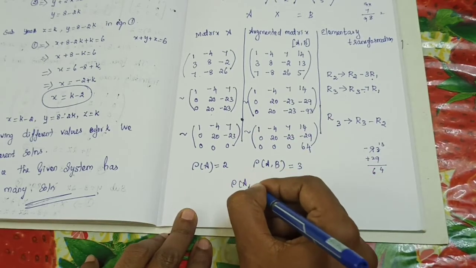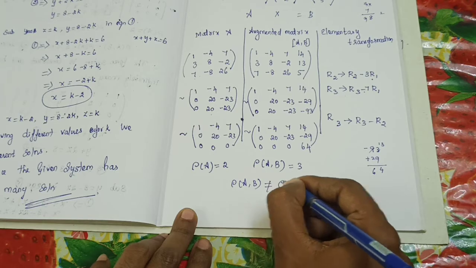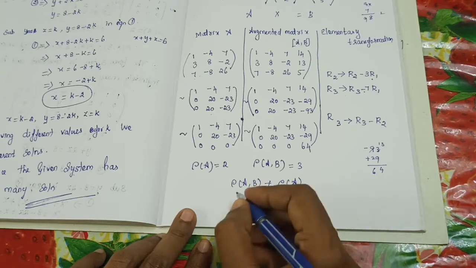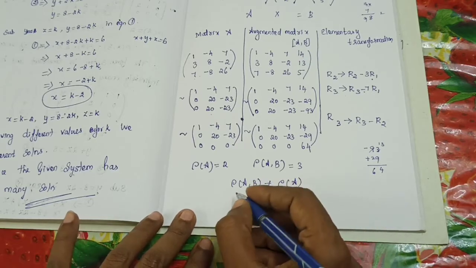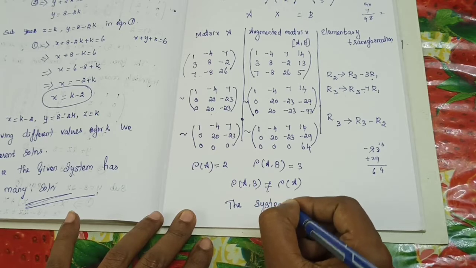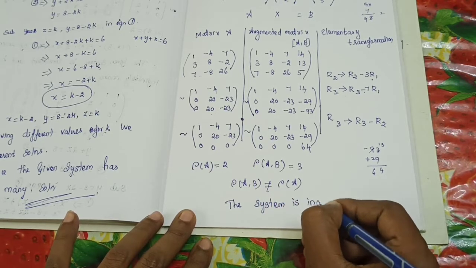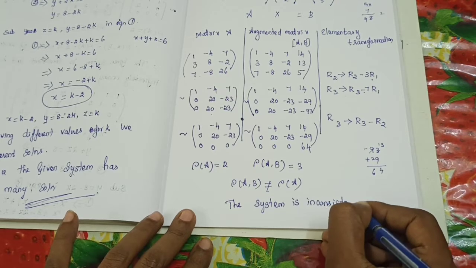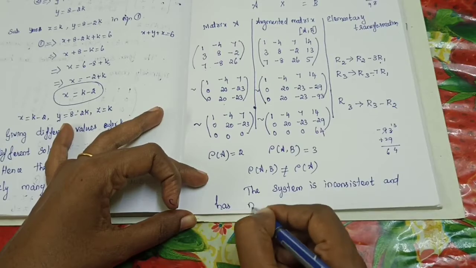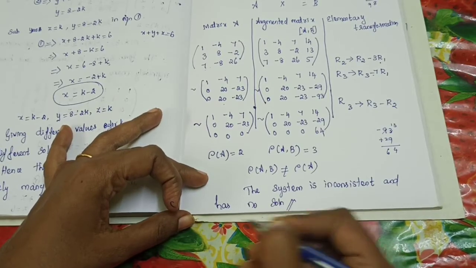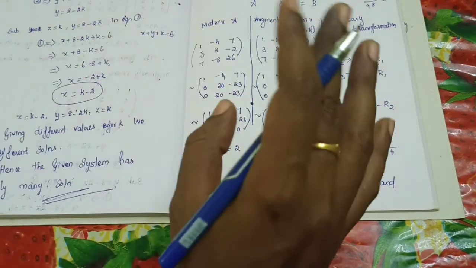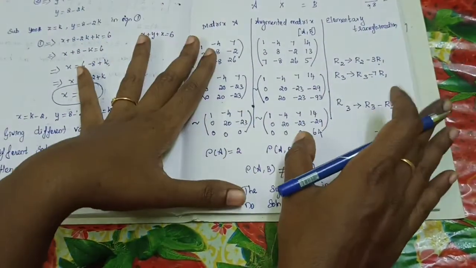Now rank of A comma B is not equal to rank of A. Whether both are equal? No. If it is not equal, what will you conclude? The system is inconsistent and has no solution. Understand? The system is inconsistent and has no solution. We can't find the solution. We will stop here. Understand?